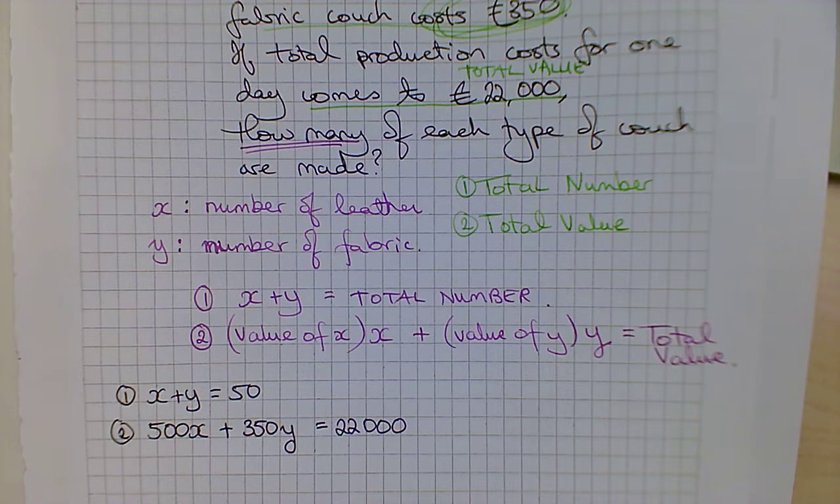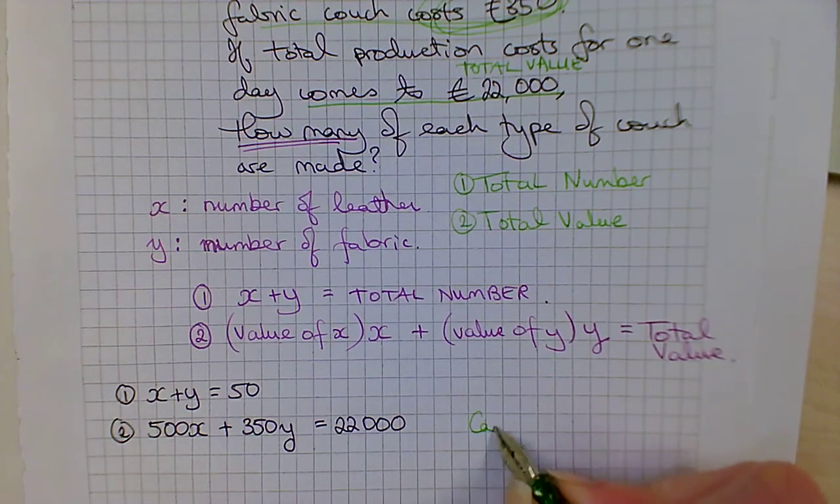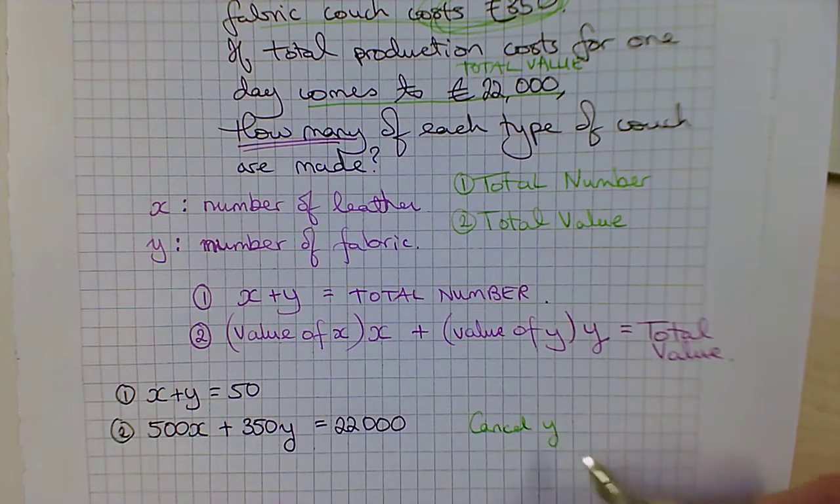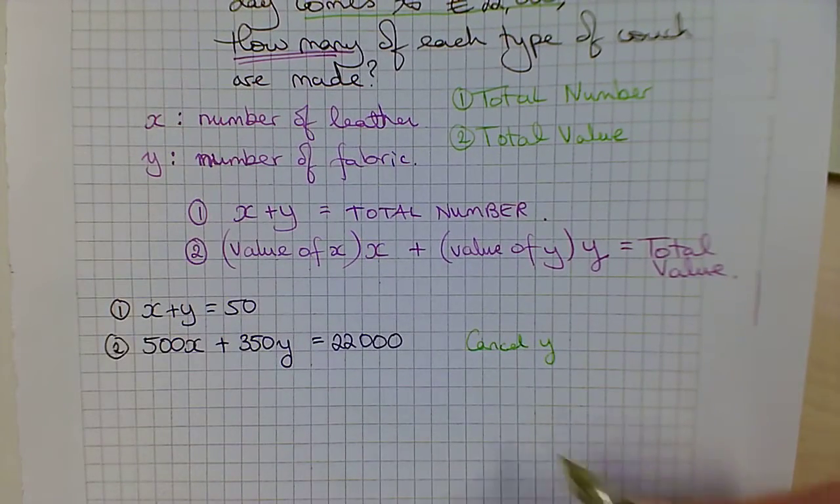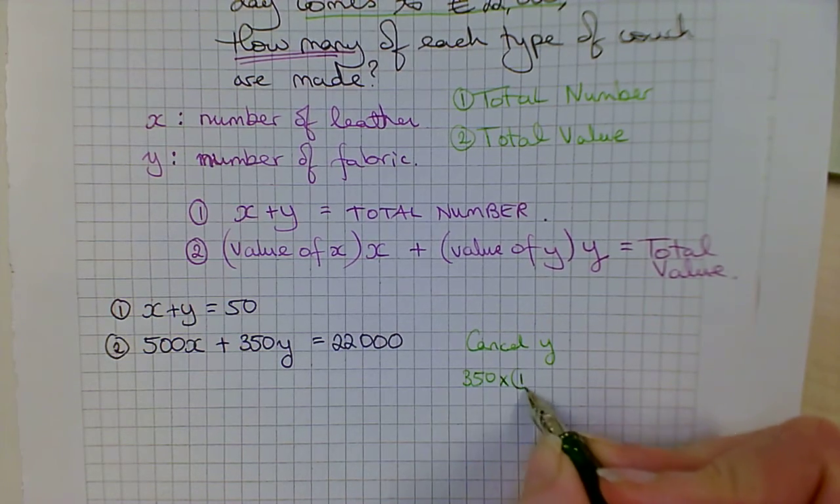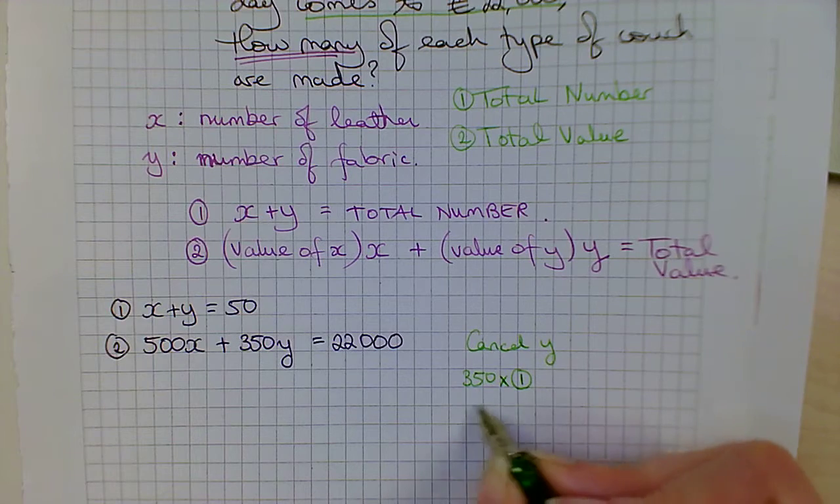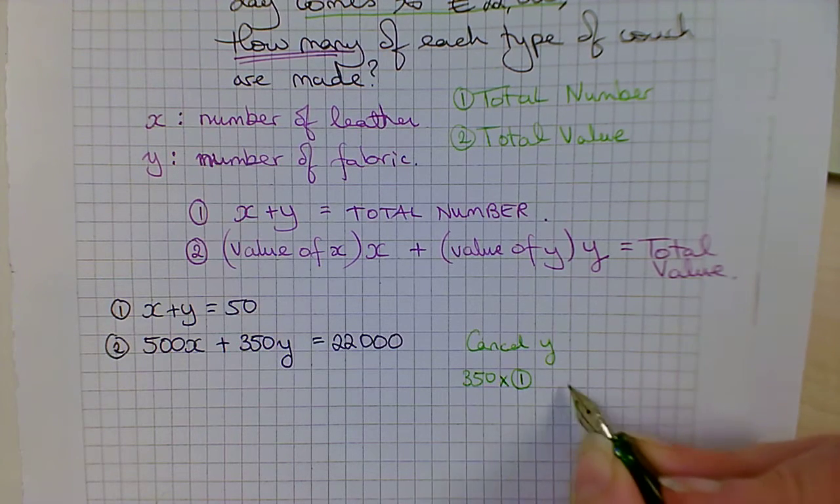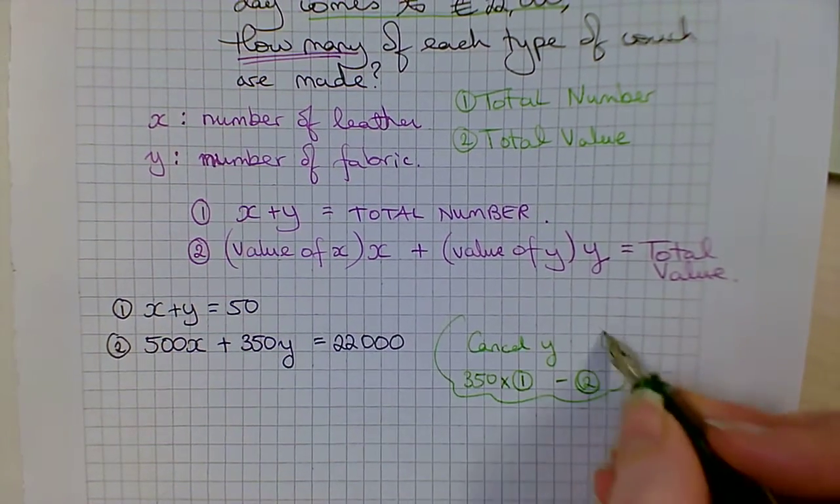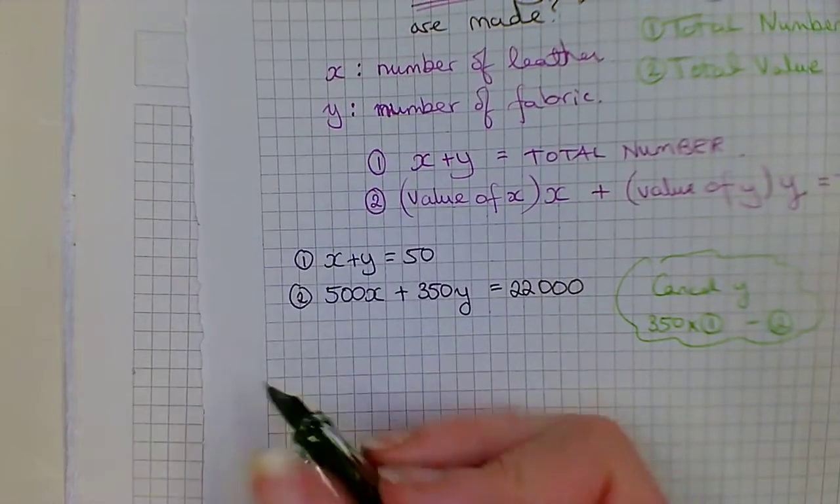How do I do it? I need to cancel either X or Y. So remember from before, we decide which one we're cancelling. It doesn't really matter. I'm going to cancel Y, I think, because it's got the smaller number in front of it. So I'm going to cancel Y. And how will I do that? I will have to multiply my first equation by 1, and then I will have to subtract equation 2. I'll need to change the signs. So that's what I'm about to do. Let's write that down step by step.